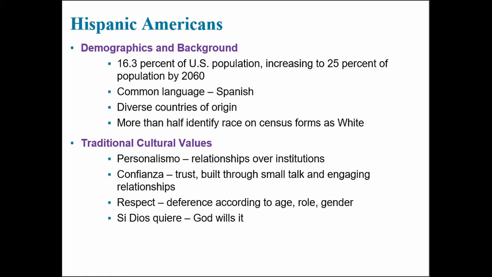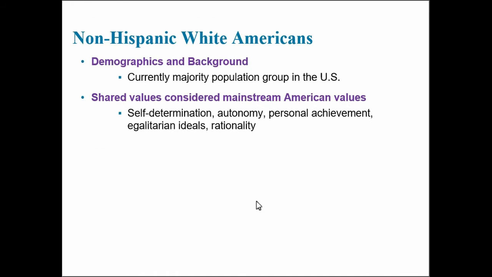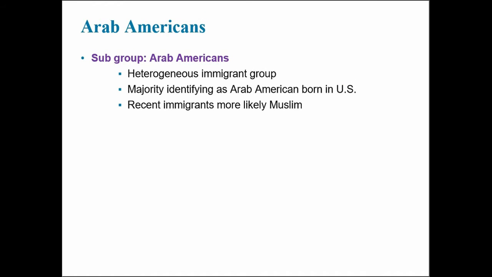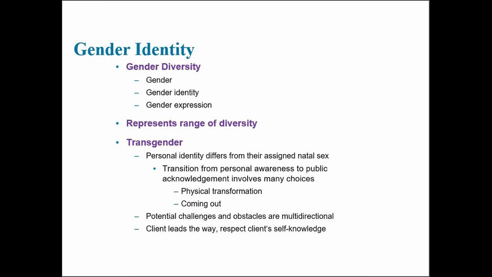And then Hispanic Americans and their community is represented, with the information in the text represented here as well. So some things to consider. And then non-Hispanic white Americans, so the idea of what defines white, and then also the shared values that are stereotypically considered mainstream American values are listed as the text discusses them. The Arab American community, or a subgroup of Arab Americans, is a fast-growing heterogeneous group with members from various places. So another group that's discussed as well.